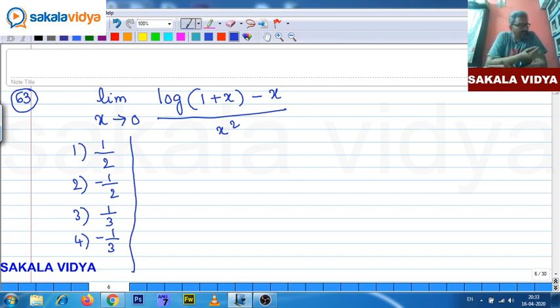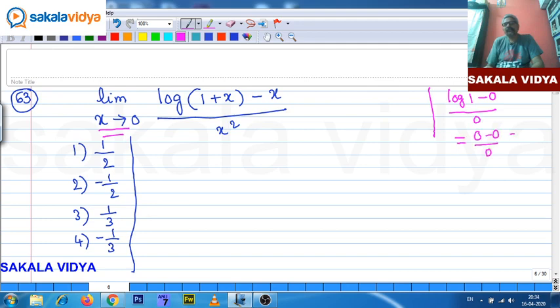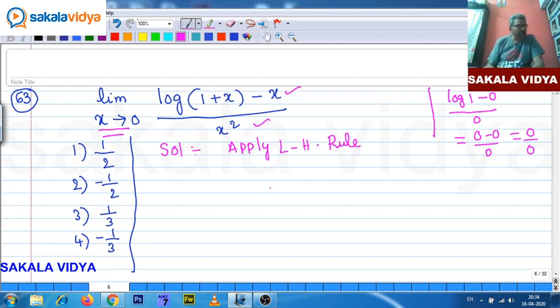This will be for ESET also, right. So now, limit x tends to 0, (log of 1 plus x minus x) by x square. First if you substitute the limit, log 1 plus 0 is log 1, which is 0, minus 0 by 0 square, 0. That means 0 by 0 is an indeterminate form. So apply L'Hospital's rule, which means numerator and denominator are to be differentiated separately.